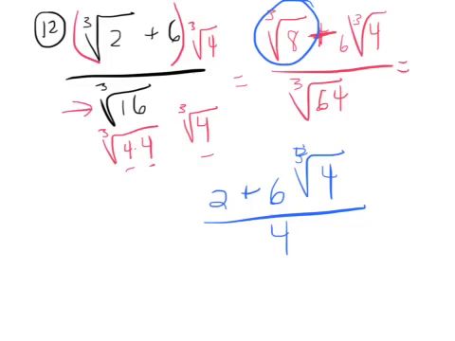Let me just clean that up just a little bit. There we go. Now, what I can do is reduce everything by a factor of 2. So this becomes 1, this becomes 3, this becomes 2. And so my final simplified answer would be 1 plus 3 times the cube root of 4 over 2.